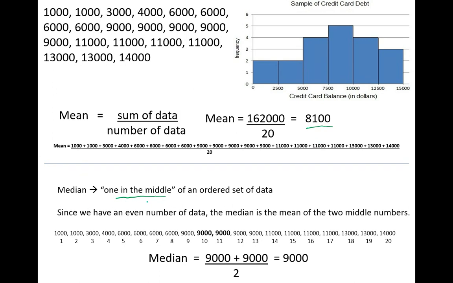Median is the one in the middle. Since there's an even number, the median is the mean of the two middle numbers. In this case, the two middle numbers were 9,000. So the median was 9,000.